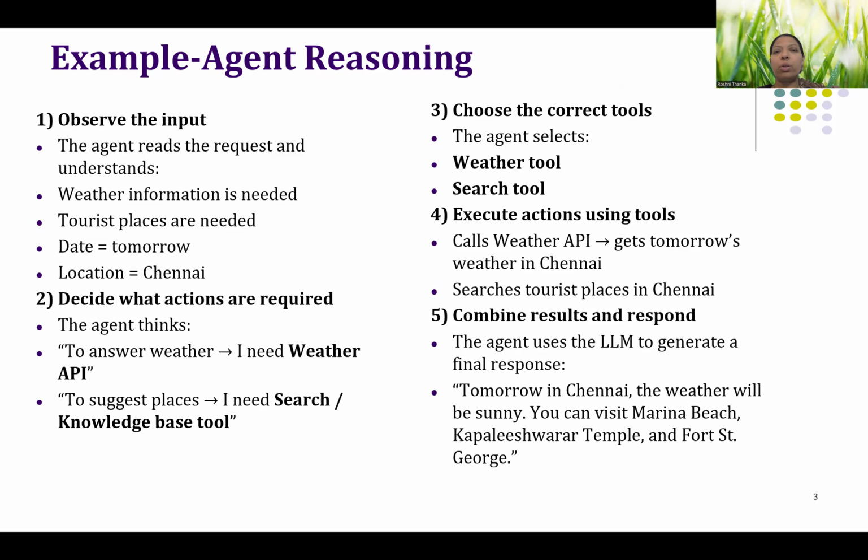So if I want to know the weather, the agent should choose the weather tool or weather API. For searching something, I want a knowledge base, so I want search tools. Based upon my input, it will choose the corresponding tools. And then after choosing the tools, it will execute the action using the tools. For example, it will get the weather on the particular day. So this is an execution.